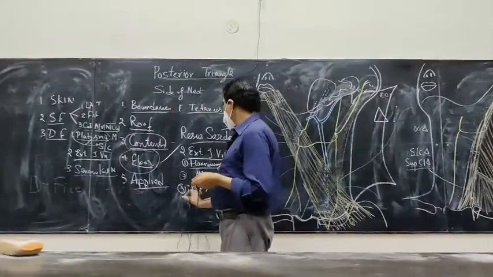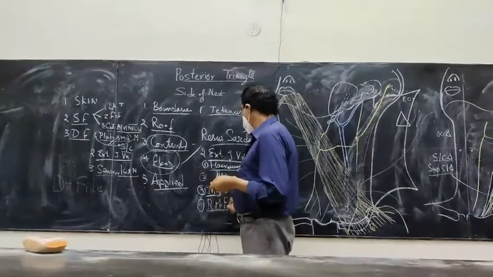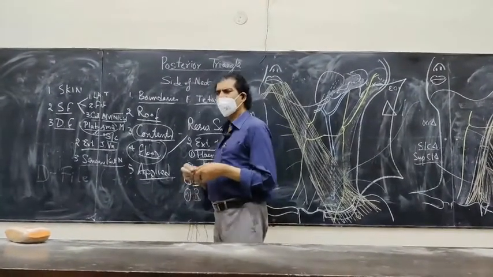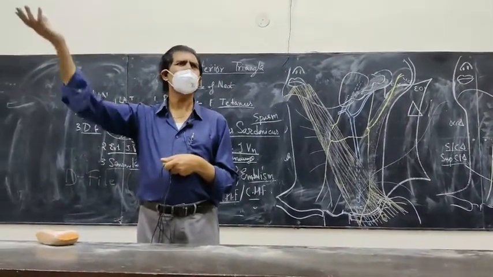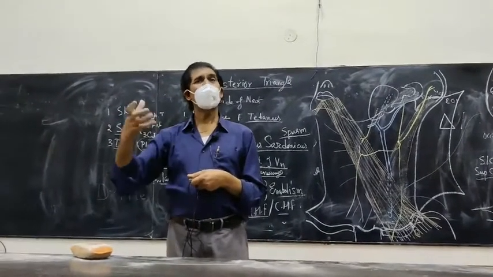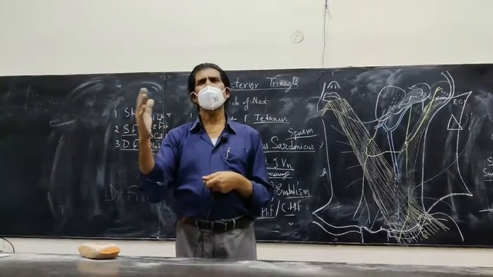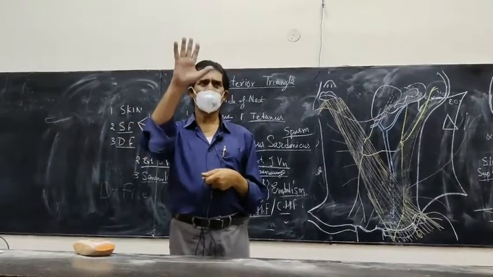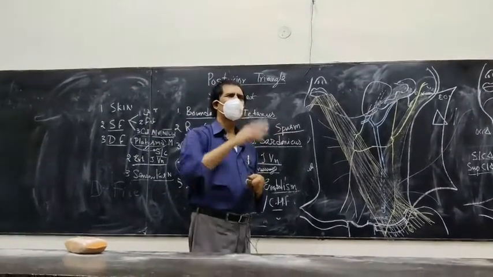Then another condition is right heart failure or congestive heart failure. Right heart failure means the right atrium and right ventricle are not contracting to pump their blood to the pulmonary artery. It means the right atrium and ventricle are not contracting. So in that case, what happens? The blood will flow back from the right ventricle to the right atrium through the tricuspid valve. From the right atrium it will go to the superior vena cava, and from the superior vena cava it will go to the brachiocephalic vein and into the internal jugular vein.